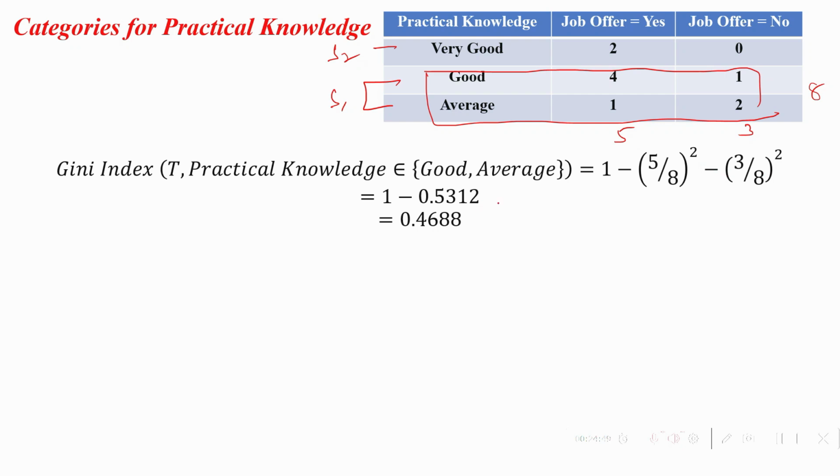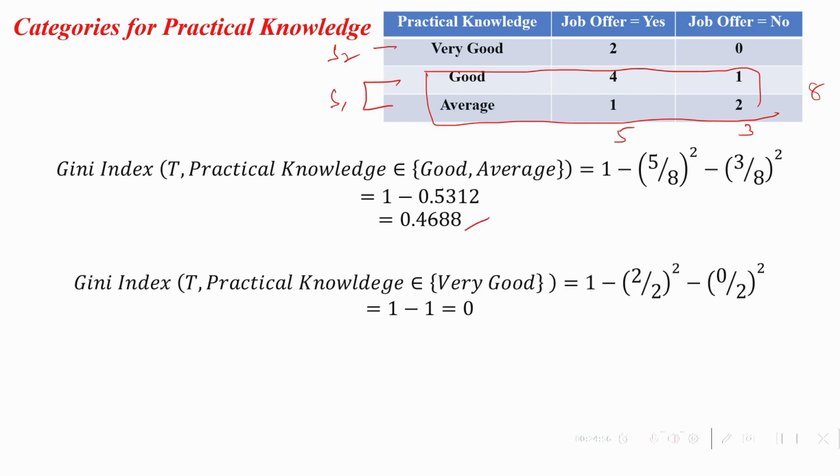That is equal to 1 minus 0.5312, which is 0.4688. Now we are going to find out the other subset. So the Gini index of the target variable with respect to practical knowledge belonging to very good. Here the total number of elements is 2. Out of 2, 2 belong to yes and 0 belong to no. So that is equal to 1 minus (2 by 2) whole square minus (0 by 2) whole square, which is 1 minus 1 equal to 0.